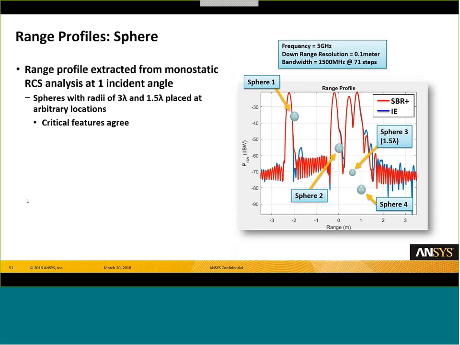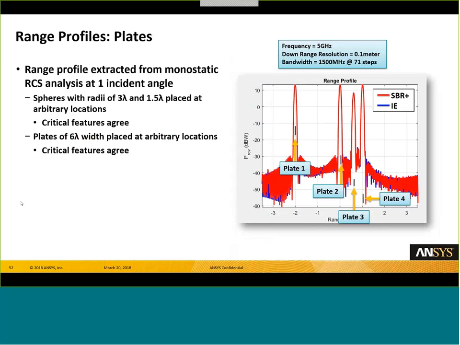So if we change the geometry to flat plates of slightly larger size, in this example, these plates are about 6 wavelengths. You'll notice for the exact same settings, the agreement gets a little bit better, as you'd expect. You're practically getting overlay in this case. So all these critical features are agreeing because the electrical size of these objects has grown, and we know that SBR plus is going to give us a better result in this case.